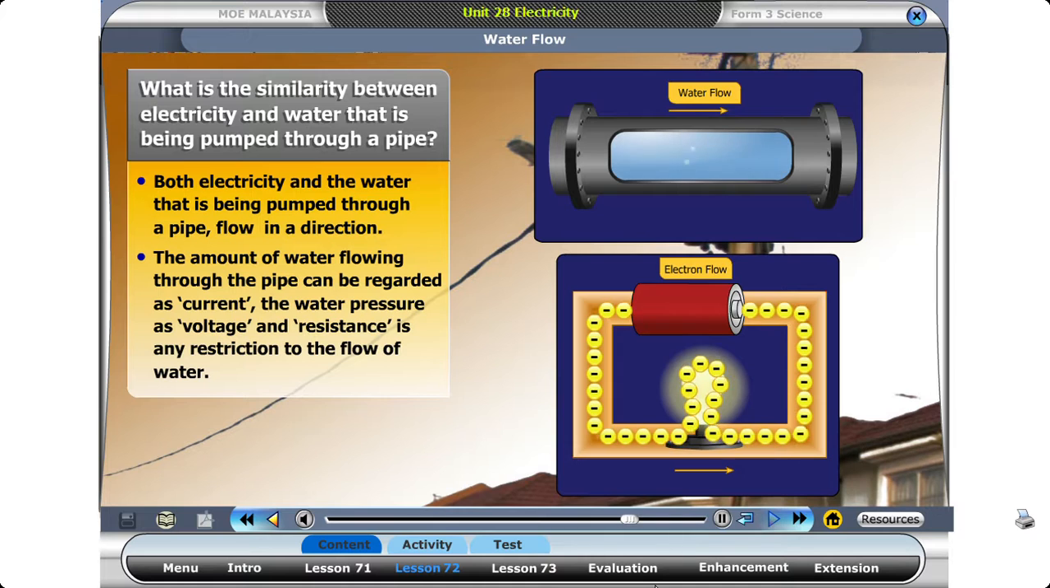Let's look at the question again. What is the similarity between electricity and water that is being pumped through a pipe? Both electricity and the water that is being pumped through a pipe flow in a direction. The amount of water flowing through the pipe can be regarded as current, the water pressure as voltage, and resistance is any restriction to the flow of water.